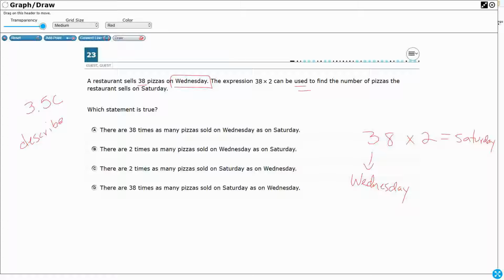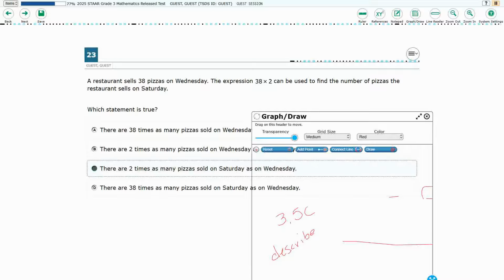So there are 38 times as many? Well, no, it's not 38 times as many. We're multiplying 38 by 2. 38 is simply the number of pizzas sold on Wednesday. So we can get rid of this. We need to be able to read it in the correct direction. So there are 2 times as many sold on Wednesday as Saturday. Now, if we take our Wednesday, we multiply by 2, that's what gets us to Saturday. So there are 2 times as many pizzas sold on Saturday as Wednesday. So that is our correct answer of C.